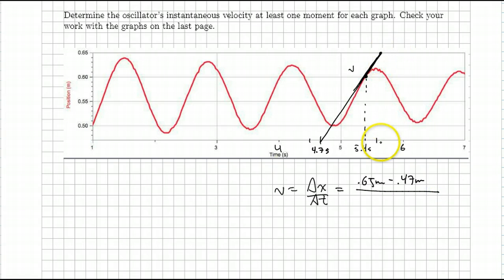The final time was, let's see, maybe 5.6 seconds, and the initial time was 4.7 seconds. And I get from that 0.2 meters per second, which is 20 centimeters per second. Now, knowing how to check this is really important as well. So this is the slope of the curve at 5.4 seconds.